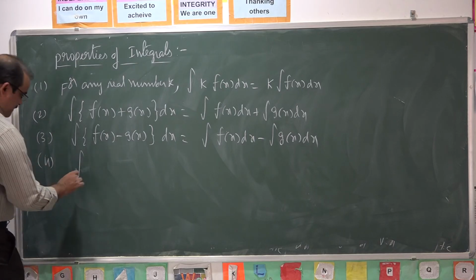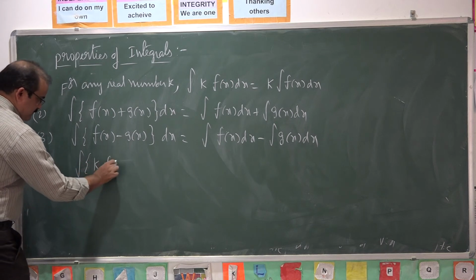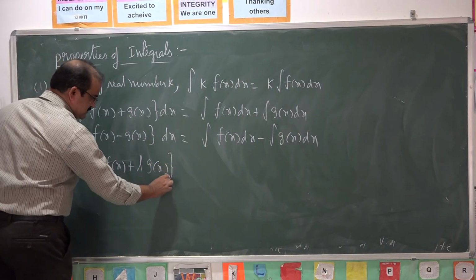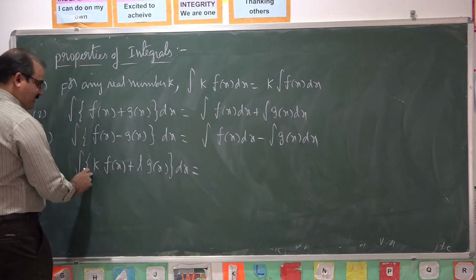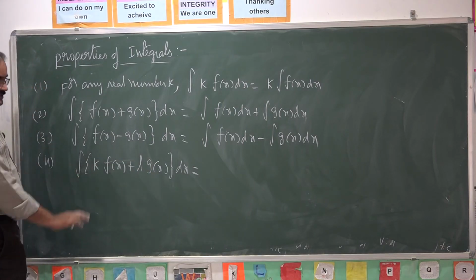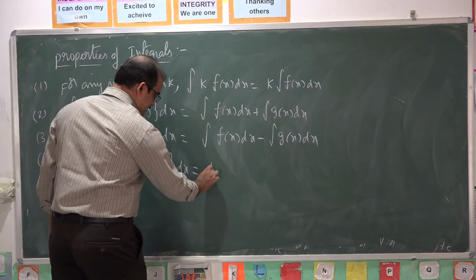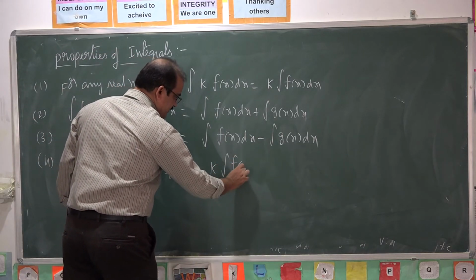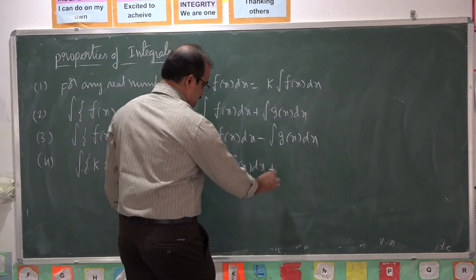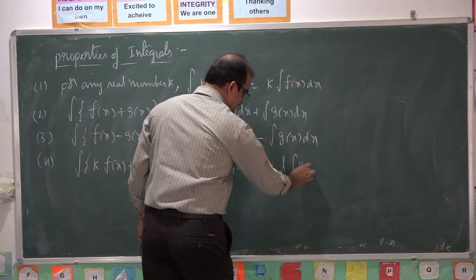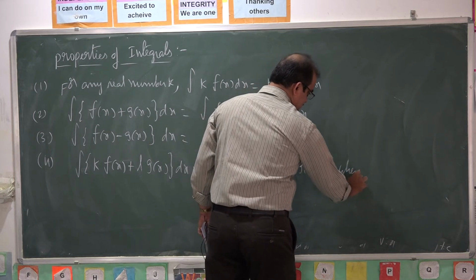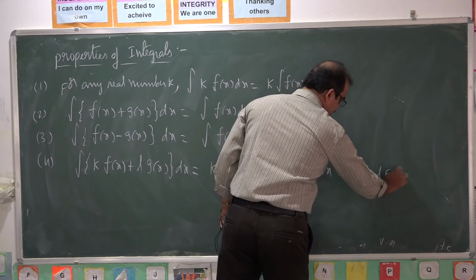Integral of k into f of x plus L into g of x dx. Here k and L are any two constants. F of x and g of x are functions in x. This is written as k into integral f of x dx plus L into integral g of x dx, where k and L are any two real numbers.